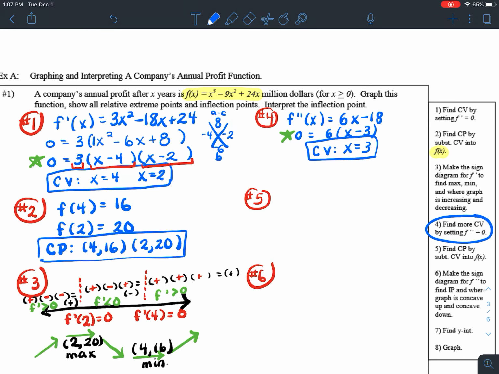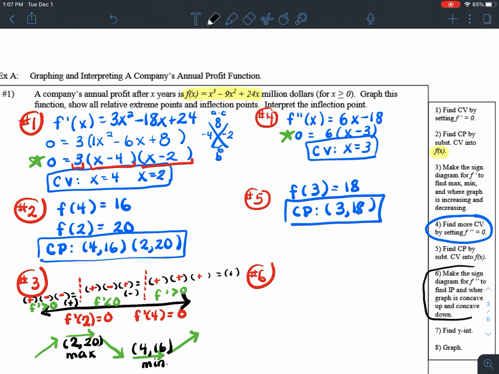Okay, you really don't know that something is an inflection point until you have done the second derivative. That's where the inflection point becomes unveiled. Okay, so step number 5 is to find the critical point that goes with that critical value. So we're going to take 3, plug 3 into the original function. We can see we get an 18 back out, so I'm going to label, here's another critical point, 3, 18.